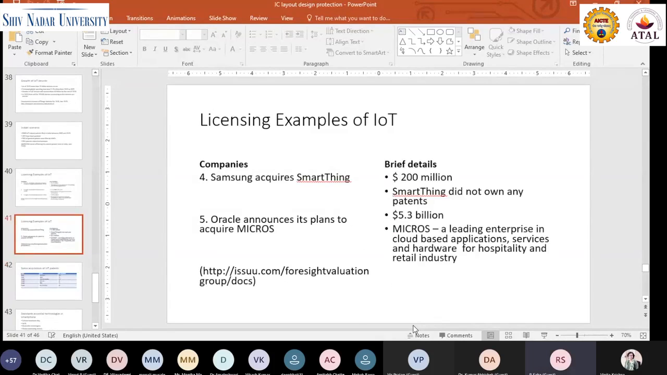So these are certain things that Samsung is doing pretty well in the area of IoT. It acquired a company called SmartThings for only $200 million, and SmartThings did not even have any patents. If you compare with other licensing where it goes into billions of dollars, all these transfers took place at this cost because the selling company had a large portfolio of patents or some other IPs. Normally, trade secret IPs, you're not able to define as distinctly as a patent.